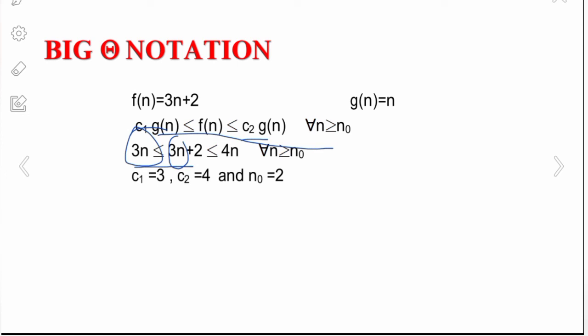So basically in data structures we will be using the big O notation mostly to represent the time complexity of an algorithm, that is, the worst case running time of an algorithm.